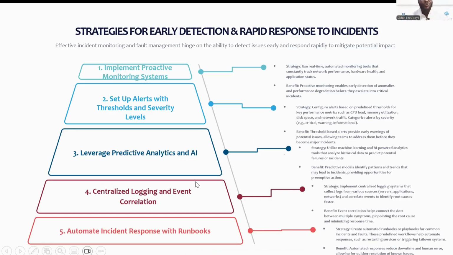This takes us to the right strategies for early detection and rapid response to incidents. There are a couple of strategies out there, but we'll be looking at the 10 key strategies to enable your organization, your IT teams, your technical teams to detect early and engage in rapid response to incidents. This will help them to detect issues early and also mitigate potential issues.